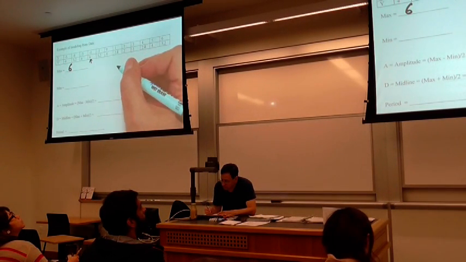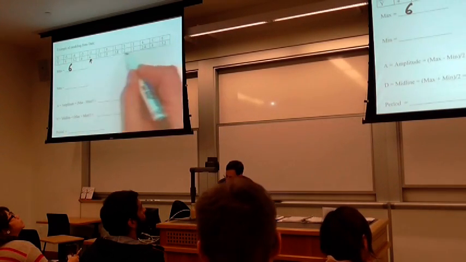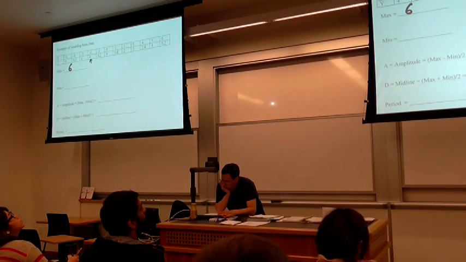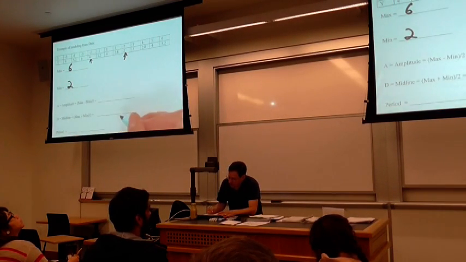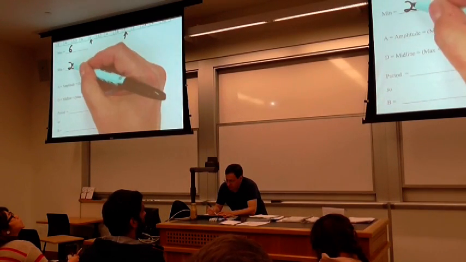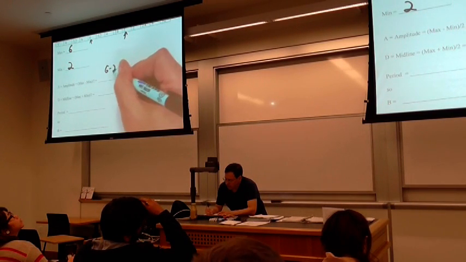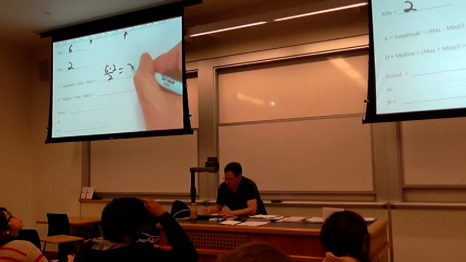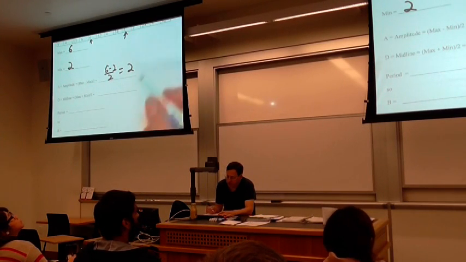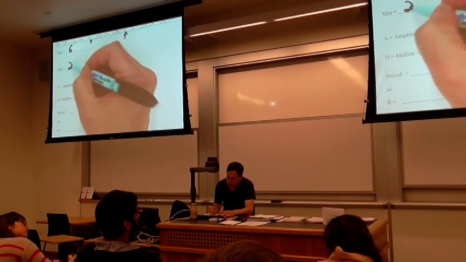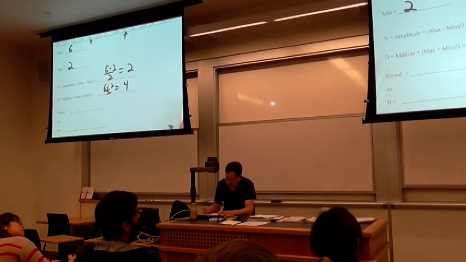Oh, 4? No, that's the x coordinate. We're looking for the minimum of the y coordinate. Okay, so we see 2 over here. All right. So our amplitude is our max minus our min divided by 2. 6 minus 2 over 2 is just going to be 2. Okay, good. All right, now we want to find our midline. That's just 6 plus 2 over 2, or 4.